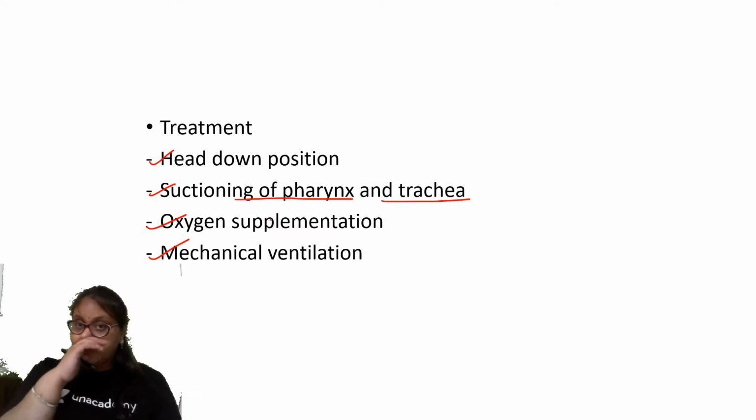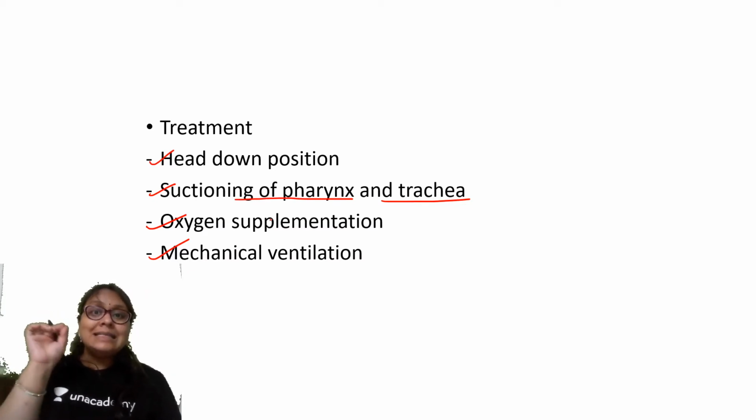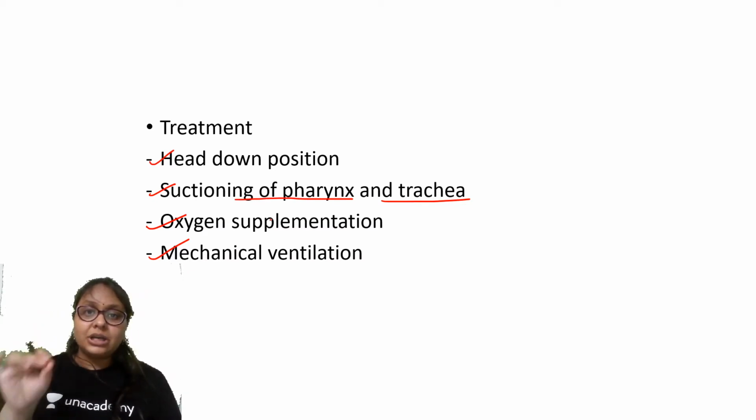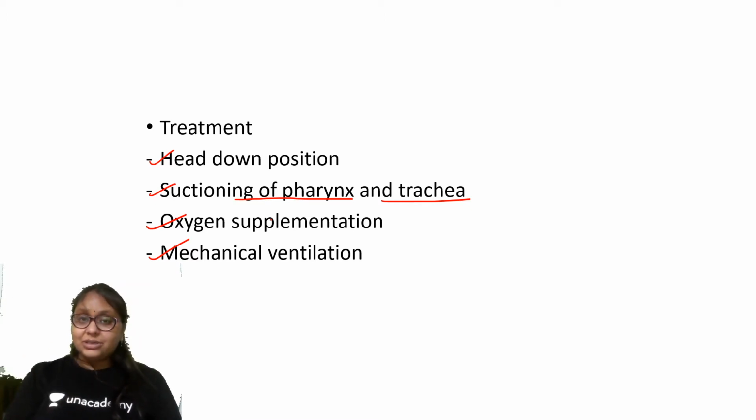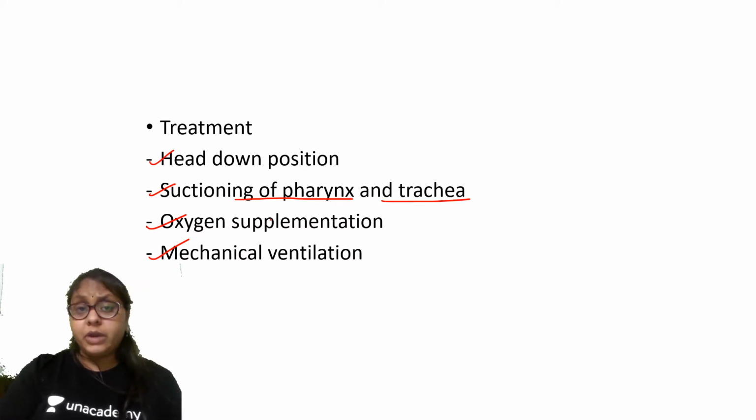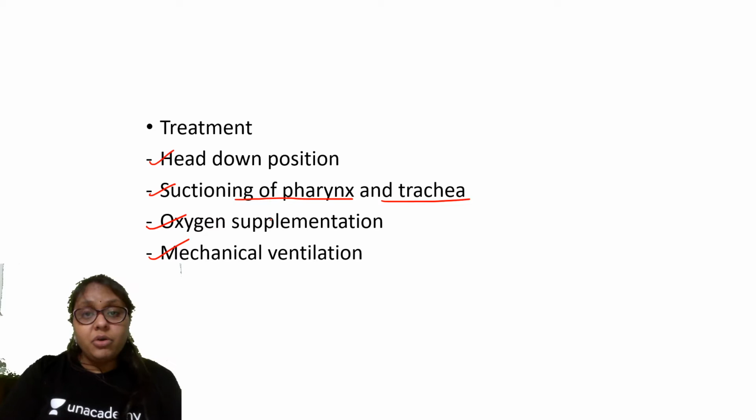Therefore the treatment should be the head down position and suctioning. You have to suction the pharynx and the trachea. For the respiratory distress, you have to give oxygen supplementation. And if required, if the patient is not able to maintain the PaO2 to FiO2 ratio and hypoxemia is there, you have to go for mechanical ventilation. So this is the treatment of Mendelssohn syndrome.